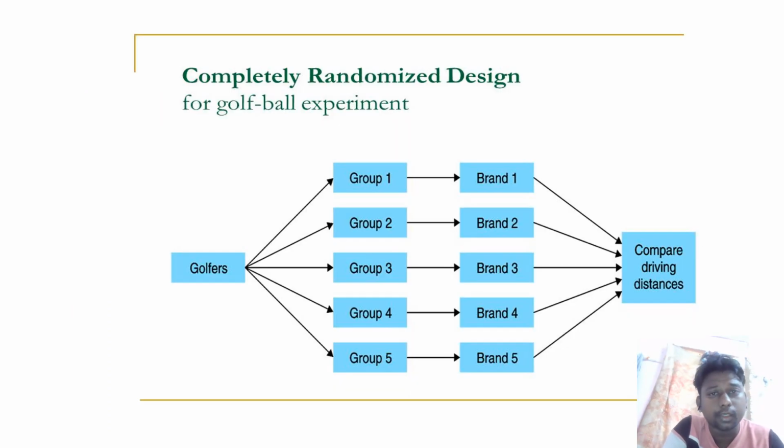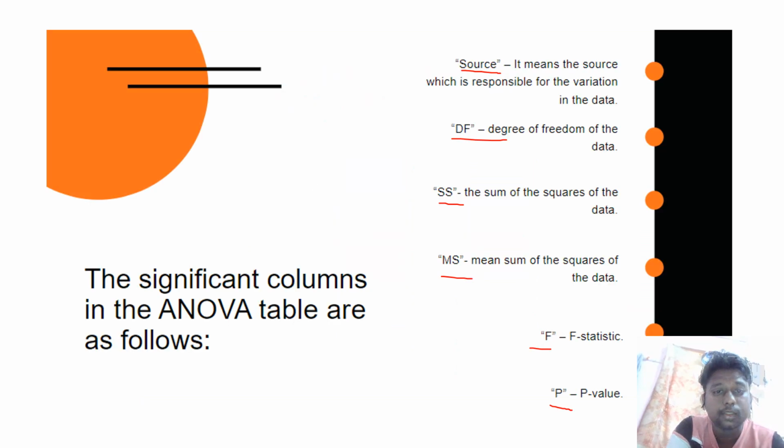The next slide is about completely randomized designs. In this topic, we are going to see a golfer who has five groups. From the five groups, we can compare how far the ball is driven. We can compare like that. This is a completely randomized design, where we calculate column-wise.